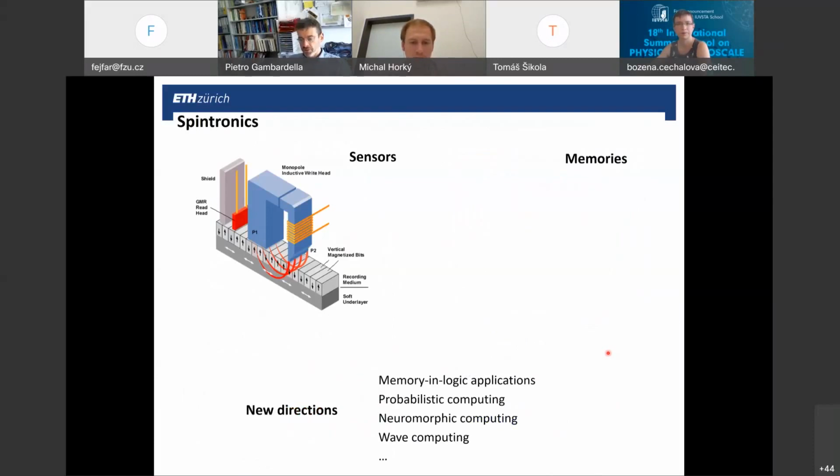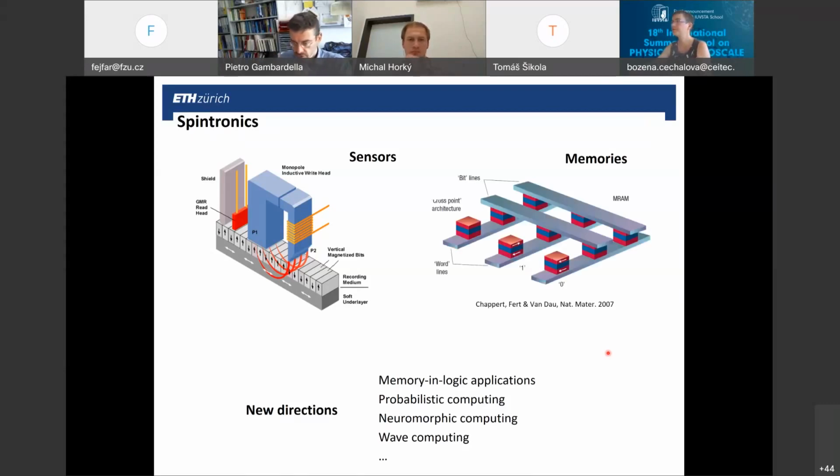Okay. So this that I presented until now is an overview of magnetic properties of systems with low dimensions. Now we would like to see how these systems are actually employed in applications. Okay. And here I have two examples. They're by no means the only ones.